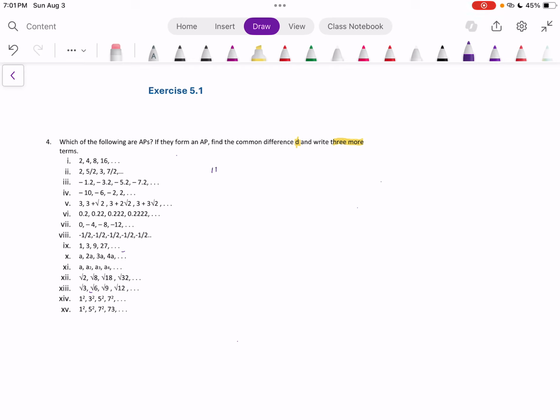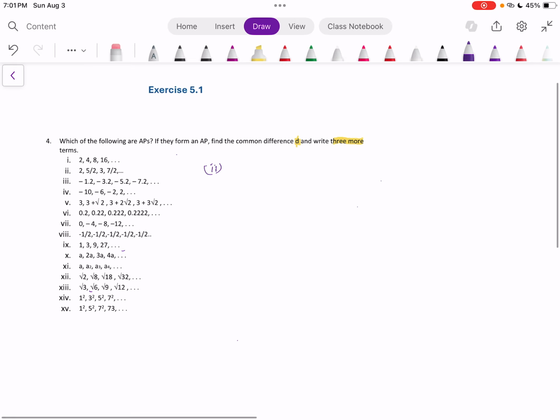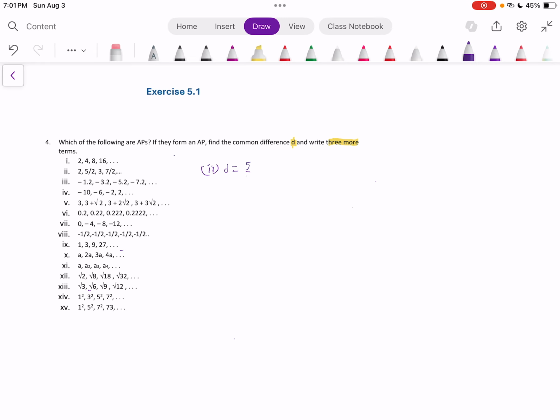Then the second question: 2, 5 over 2, 3, 7 over 2. D should be the second term minus the first term, so 5 over 2 minus 2 is going to be 1 over 2. Then 3 minus 5 over 2, which is 6 minus 5 over 2, so 1 over 2. Then 7 over 2 minus 3 is going to be 7 minus 6 over 2, so 1 over 2.